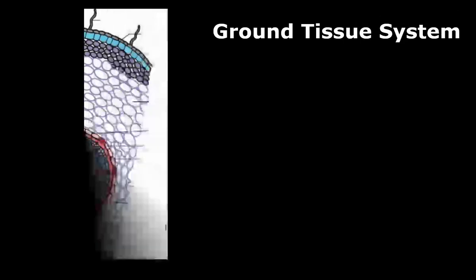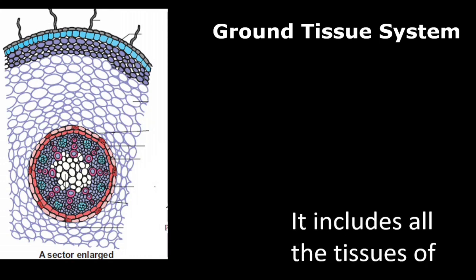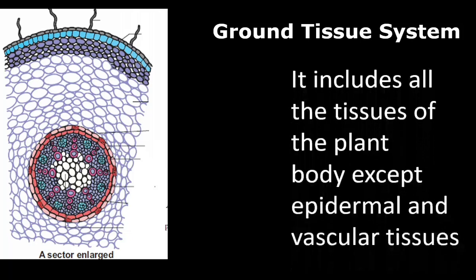Now let us see ground tissue system. It is the second tissue system. This diagram shows a part of internal structure of root. Here the outermost part is epidermal tissue system. Near the center there is xylem and phloem, which form vascular tissue system. The ground tissue system includes all the tissues of the plant body except epidermal and vascular tissues.